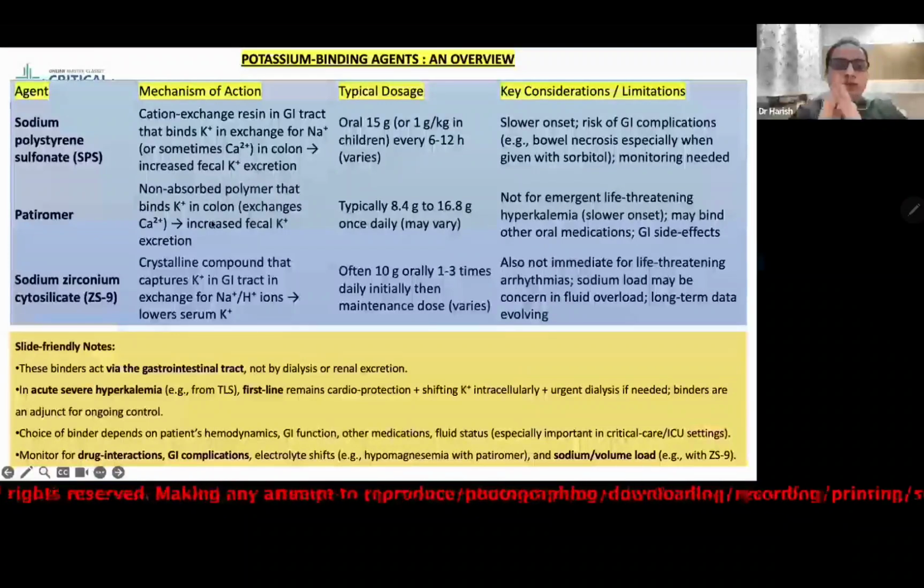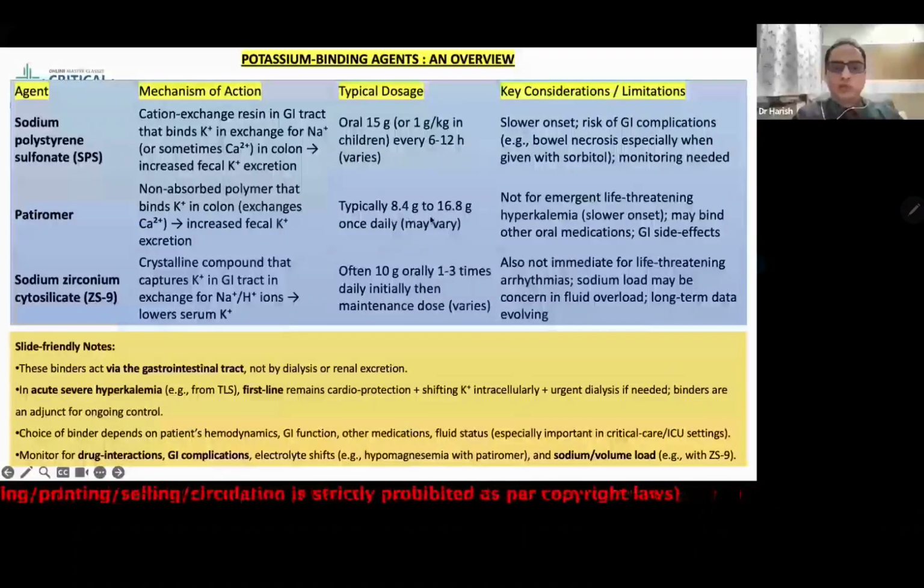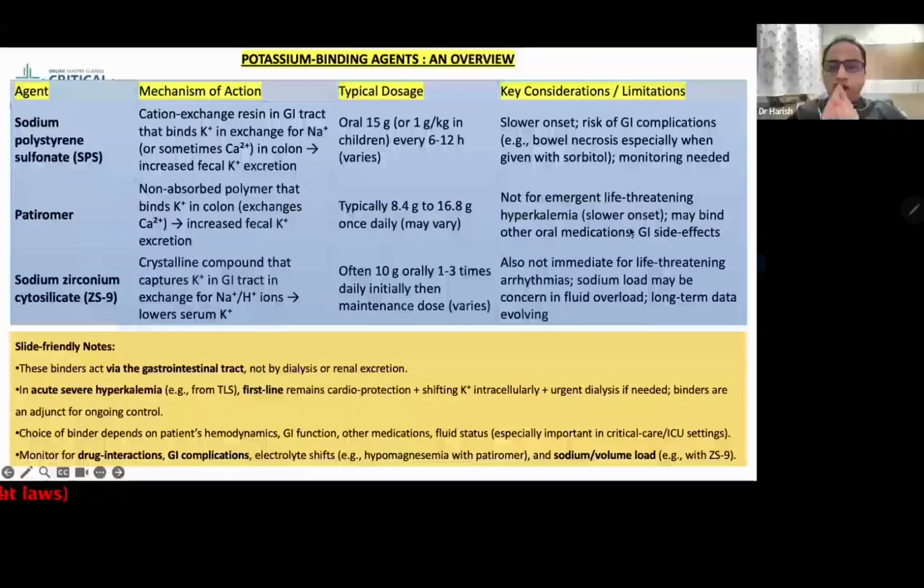Then we have patiromer, which is a non-absorbed polymer that binds potassium in the colon in exchange for calcium, and the potassium is excreted through the fecal motion. The dose is 8.4 gram to 16.8 gram once daily. It is not for emergent life-threatening hyperkalemia, has a slower onset of action, and may bind other oral medications. It also has GI side effects.